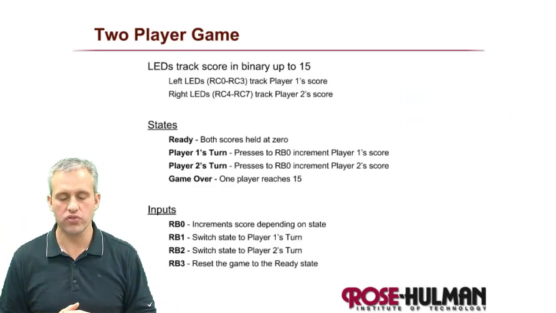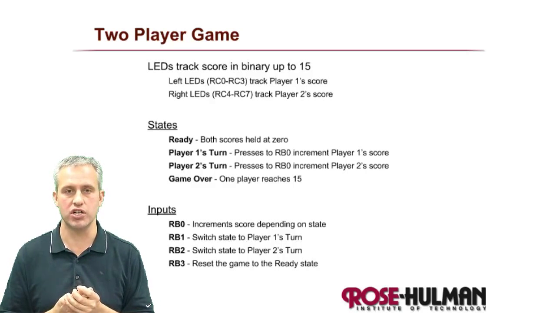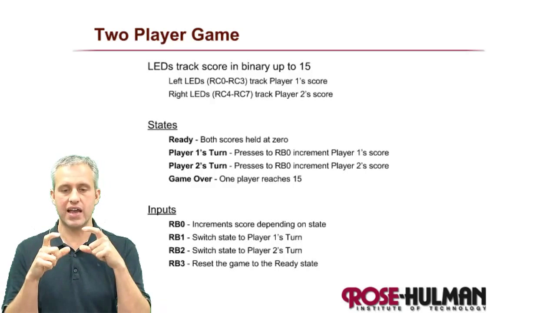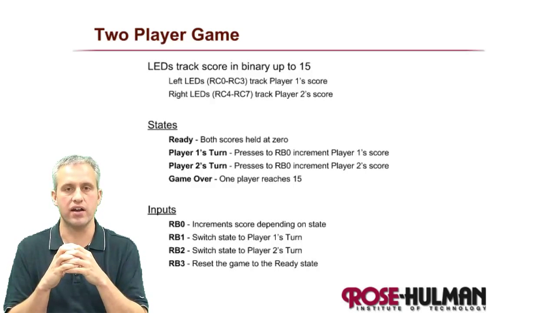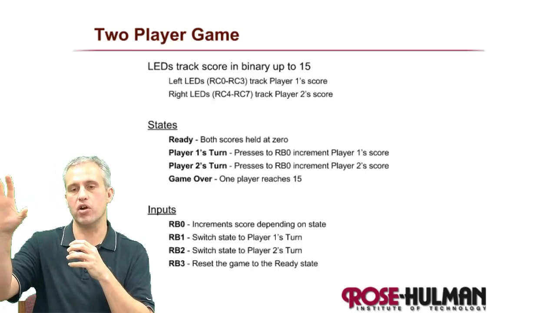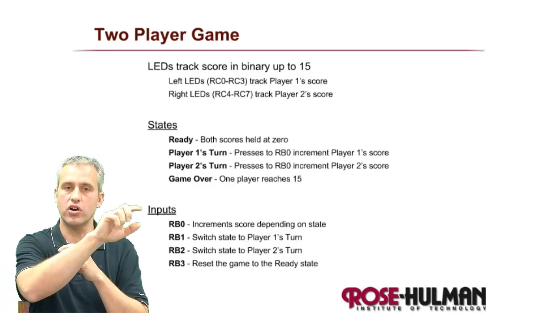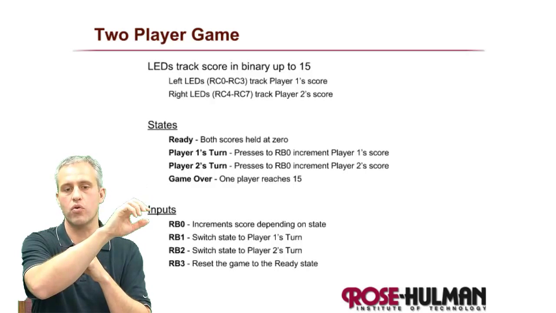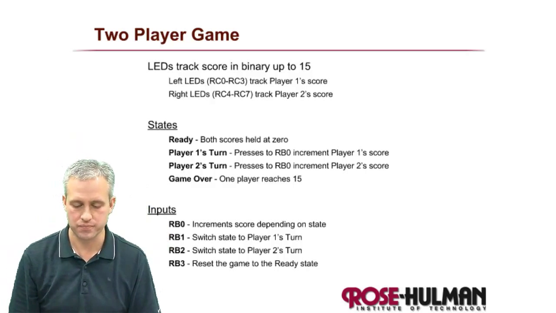We've picked some rules for the finite state machine. We're going to say that there are 4 states in this finite state machine. There's a game-ready state, so it's nobody's turn yet, but the game is reset and ready to go. There's going to be player 1's turn where you can increment his score, player 2's turn where you can increment their score, and then a game over, which happens once somebody hits 15.